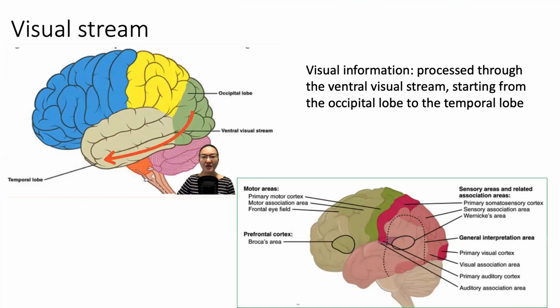Visual stream. Visual information is processed through the ventral visual stream, you can see here. Look at the picture on the left-hand side. Visual information is processed through the ventral visual stream, starting from the occipital lobe, you can see here on the left-hand side, to the temporal lobe. Visual information is processed through the ventral visual system, starting from the occipital lobe here to the temporal lobe here on the left-hand side.